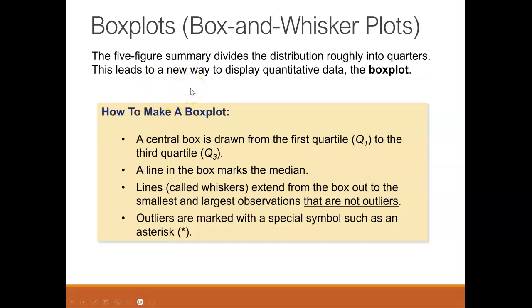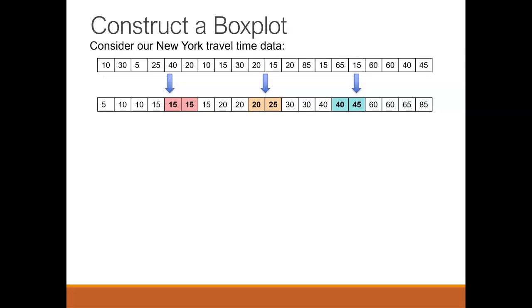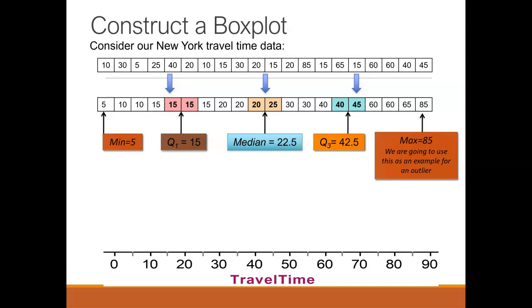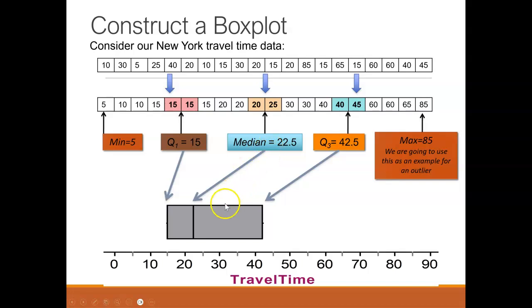So, we're going to use that same New Yorkers' data. Here's our 5-number summary that we would have gotten from our calculator. I'll start by drawing out a number line. For my box, I'm going to start at 15 and draw all the way out to 42.5 and draw a box. And in the middle of that box at 22.5, I'm going to put a line for the median. Everybody feel good?